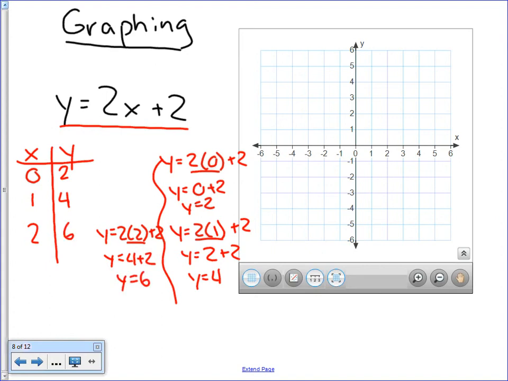So we have a point at 0, 2. We have a point at 1, 4. And a point at 2, 6. And since we're talking about linear functions or linear equations, it should make a nice straight line. If it doesn't, maybe go back to look at one of your points, maybe see if you goofed up somewhere, but it should make a straight line for all these equations.